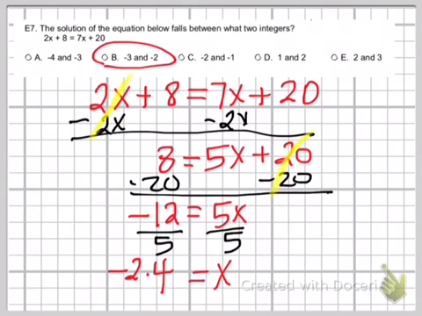Number 7, the solution of the equation falls between what 2 integers? So you want to solve for x. So I eliminated the 2x on the left side by subtracting it. And then I eliminated the 20 on the right side by subtracting 20 on both sides. And then finally divided both sides by 5 and got negative 2.4. So negative 2.4 is going to be between negative 3 and negative 2.